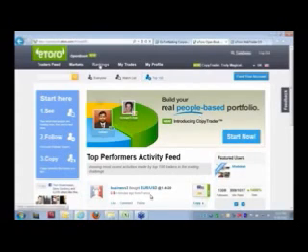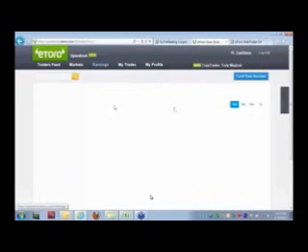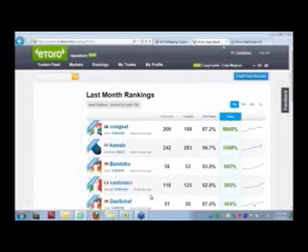Let's see how this works. The best place to pick a trader that we want to copy directly is by going to the rankings. Let's go to the live rankings, and what we can see here is that we have rankings of the last month, the last 3 months, the last 6 months, and the last year.